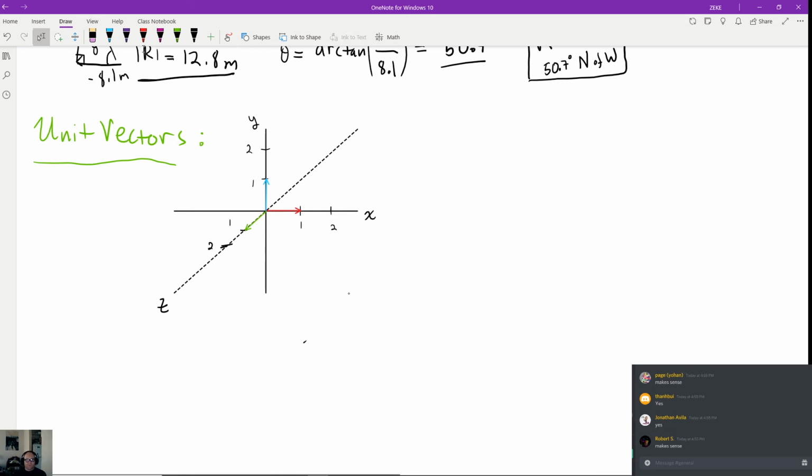And then what I'm going to do is I'm going to give them names. We're going to call the one that points in the x direction i-hat. We're going to call the one that points in the y direction j-hat. And we'll call the one that points in the z direction k-hat, like that. Okay? Each of these is what we call a unit vector, i, j, and k. Unit vectors have the property that they are length one. And they point along the x, y, or z direction. They point along one of your axes.